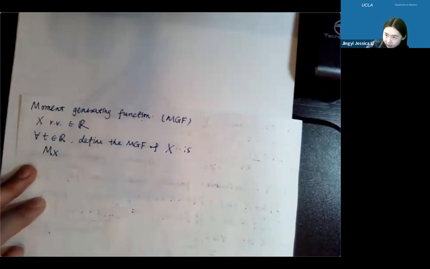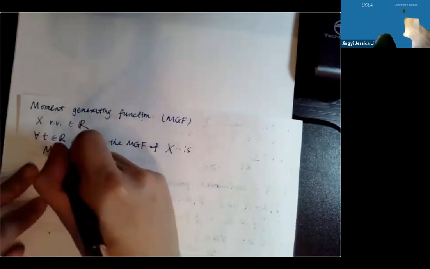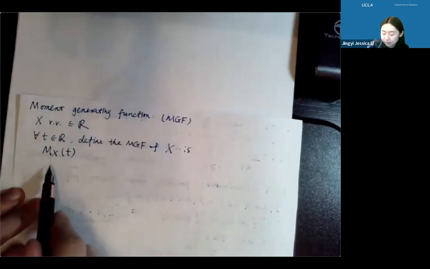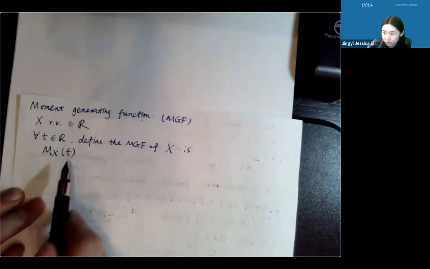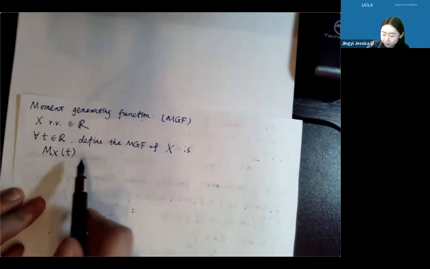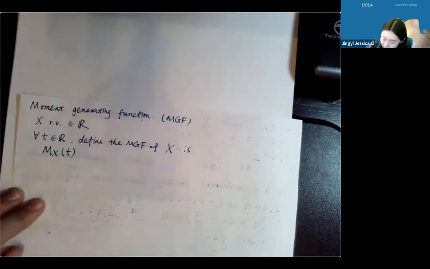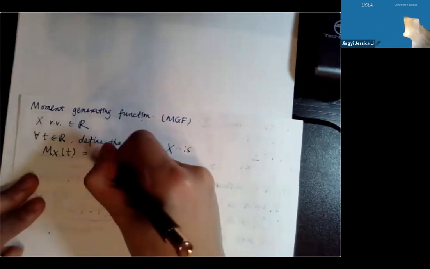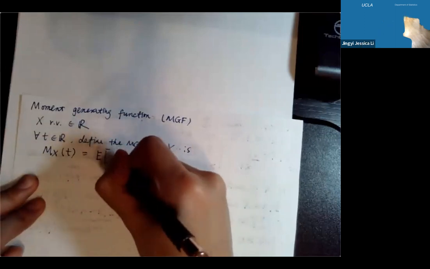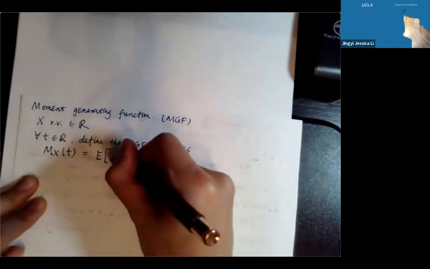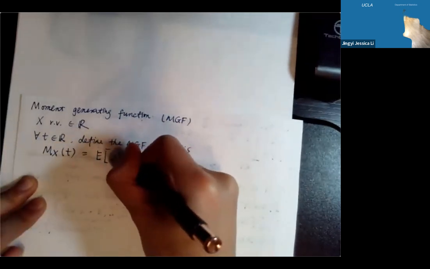We evaluate this function at this real value t. So in other words, the argument of the MGF is a real number. Once we input any real value t, we will evaluate it, right? And how do we define it? We define it as the expectation of the exponential function e raised to t times big X.